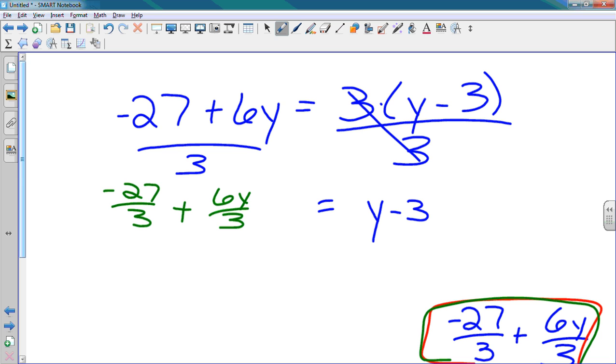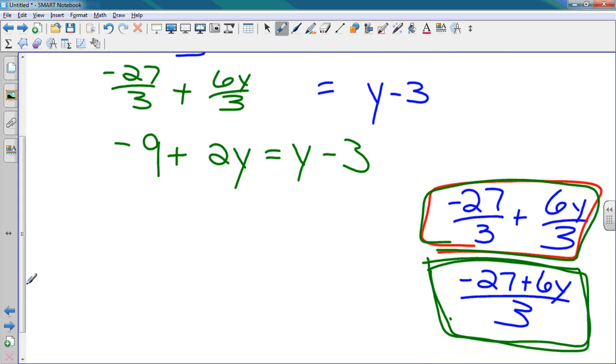You might say, well, why do you want to do that? Well, what's negative 27 divided by 3? Negative 9. What's 6 divided by 3? 2y. Now I'm gone with the parentheses. My 3 is gone. My variables are exposed outside of parentheses. And so I can combine and isolate. So I'm going to subtract y. I'm left with negative 9 plus y equals negative 3. Add 9 to both sides.